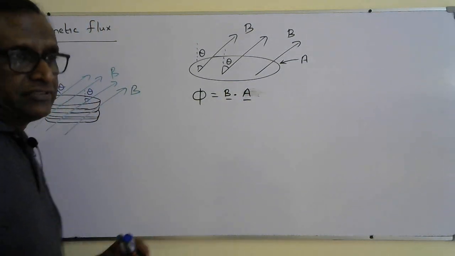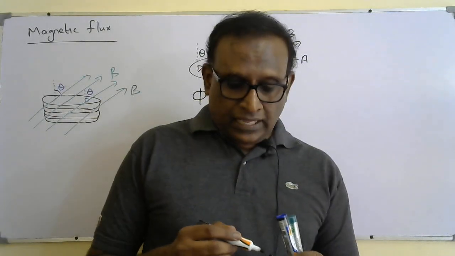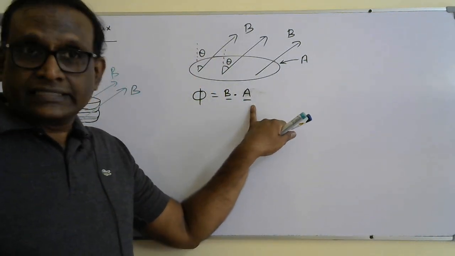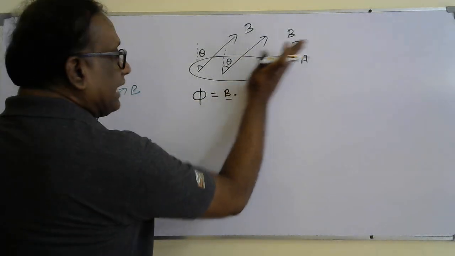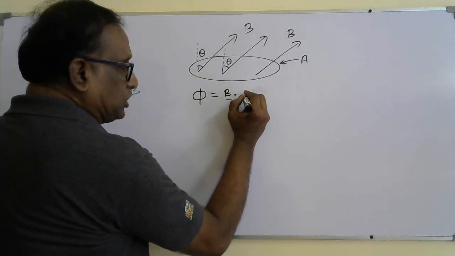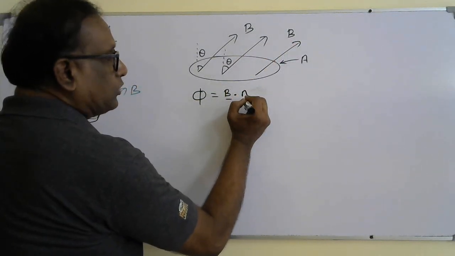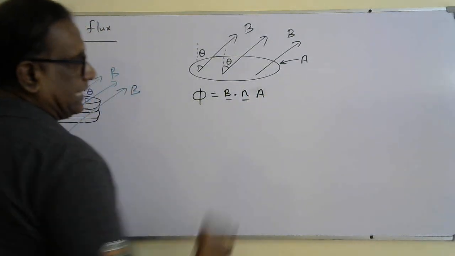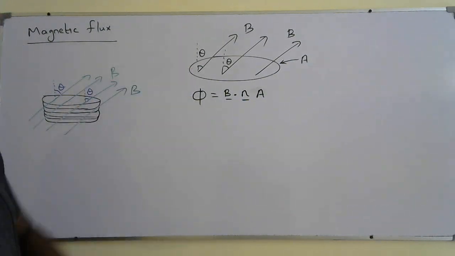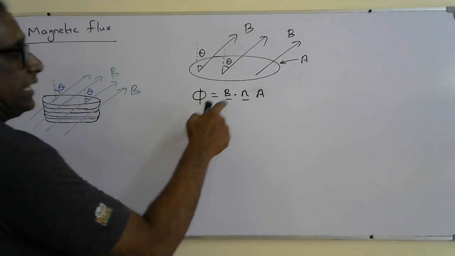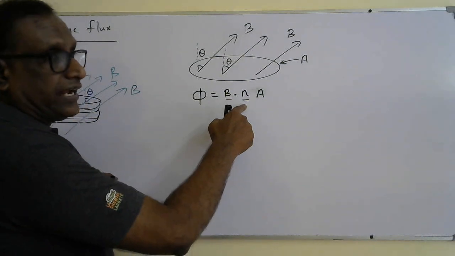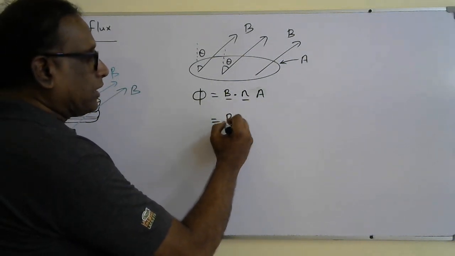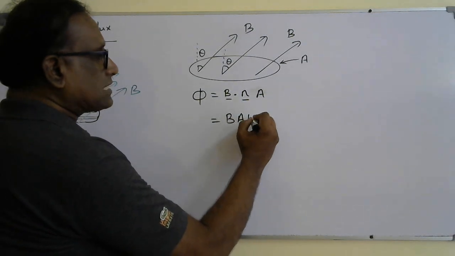So here, the actual definition is not in your syllabus; it's a little bit of maths. Vector A means the area as a vector: area into unit vector n, unit vector n times A. What does this unit vector mean? That is perpendicular to the surface. So B dot unit vector, which is perpendicular to the surface, times A, will be B A cos theta.